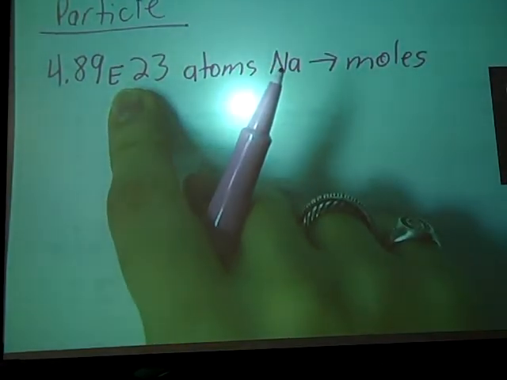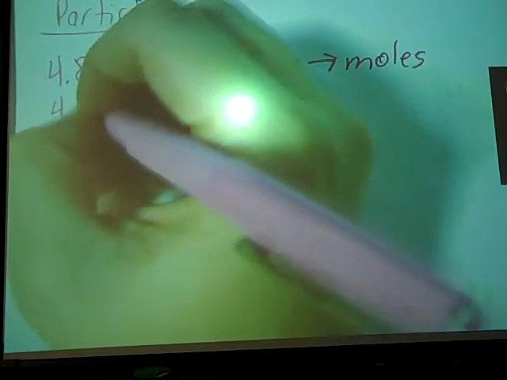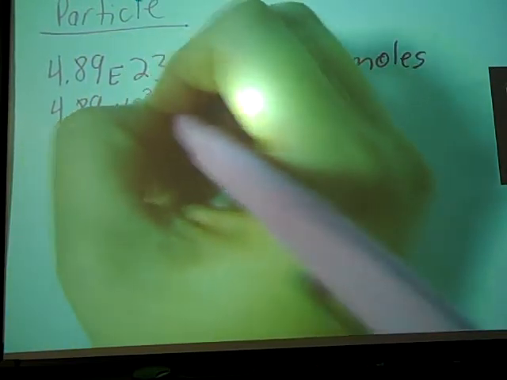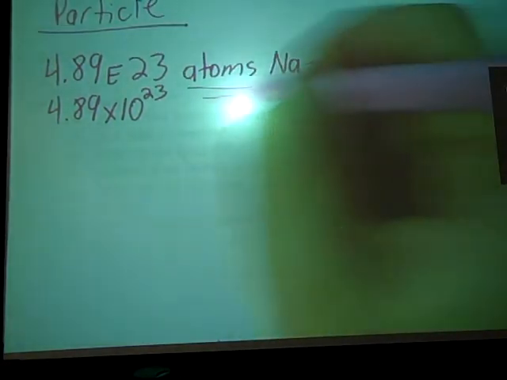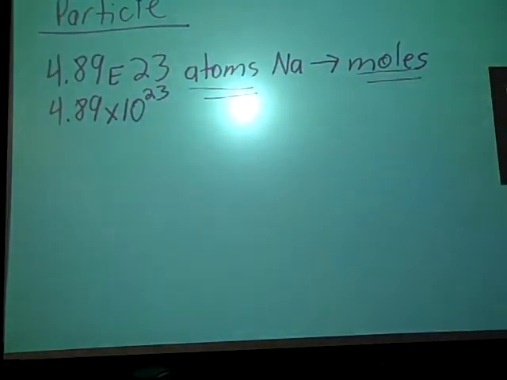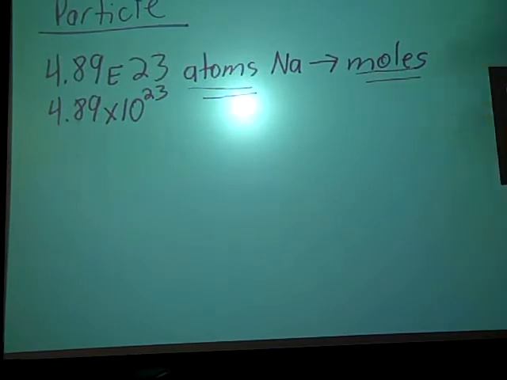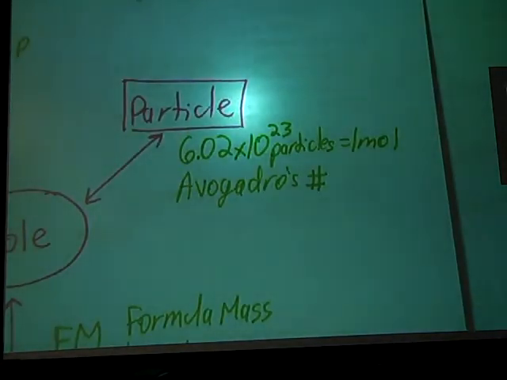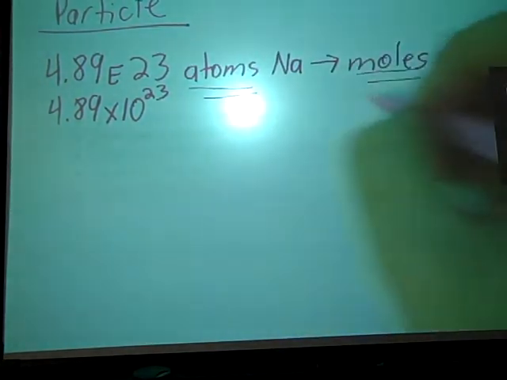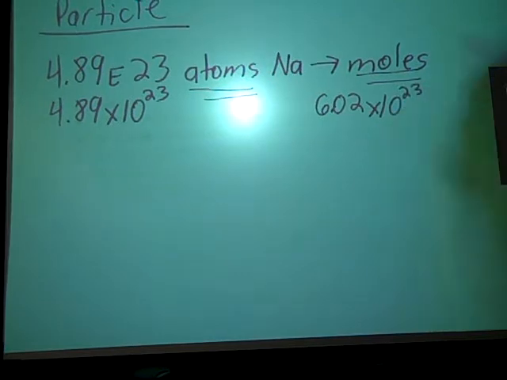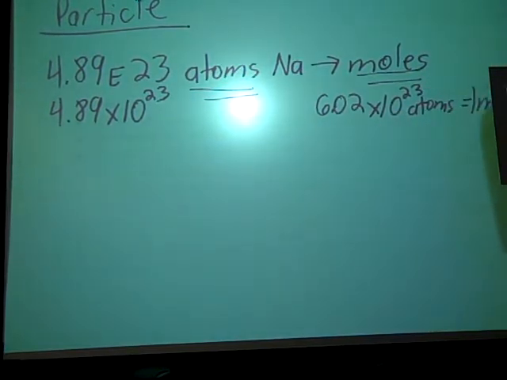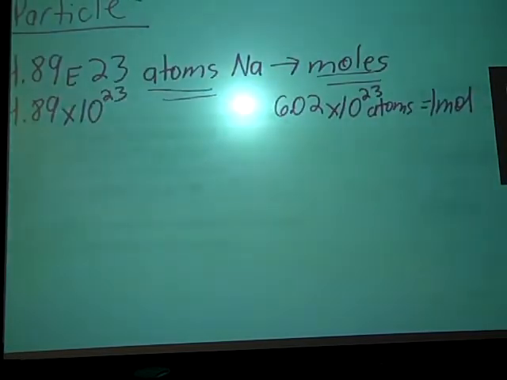Remember, the capital E is the same thing as times 10 to the same thing. And this is a conversion. Here's my starting unit. Here's my ending unit. I need something that relates the two things. Oh, look. Particles, moles. Just what I wanted. So I know that 6.02 times 10 to the 23rd atoms of sodium equals 1 mole of sodium.